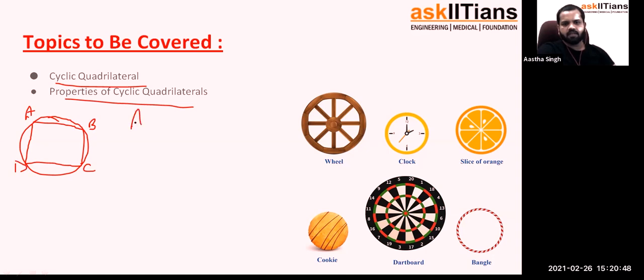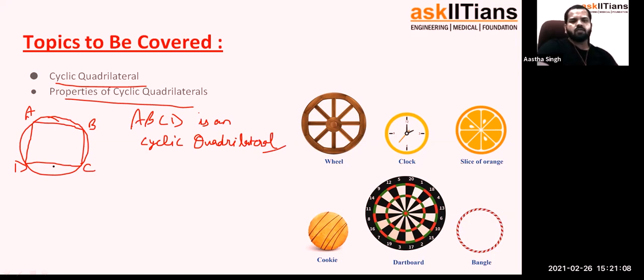ABCD is a cyclic quadrilateral. Why? Because ABCD is described within a circle. Its vertices lie on the circle, on the circumference of the circle. And then we will study the properties of a cyclic quadrilateral.